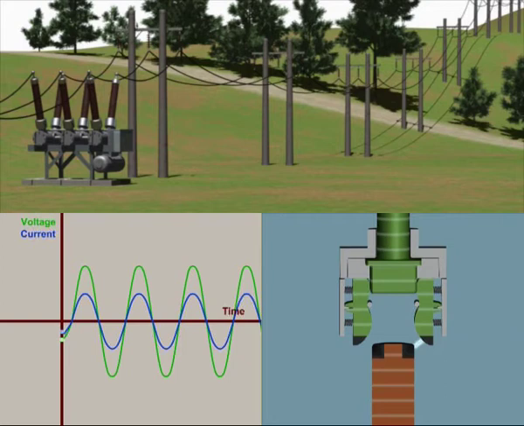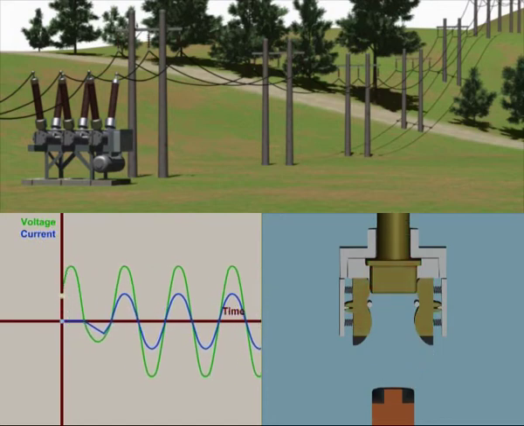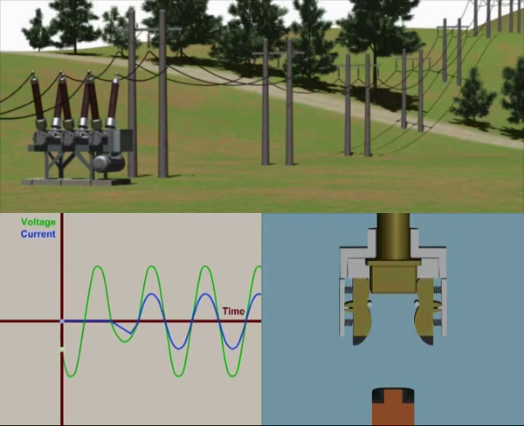The instant at which the arc has its lowest heat content, and is therefore easiest to extinguish, is at the natural current zero. At this point, the arc is quenched, and the current ceases to flow.